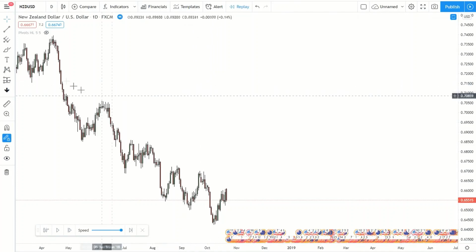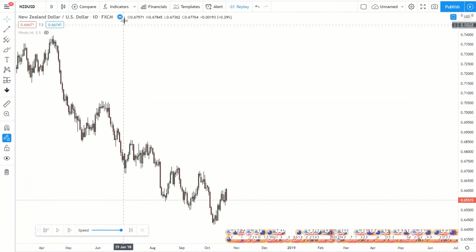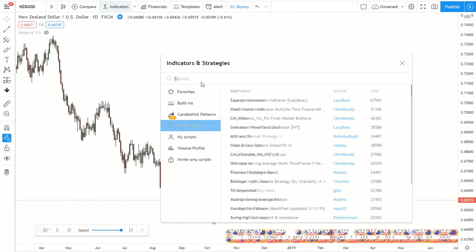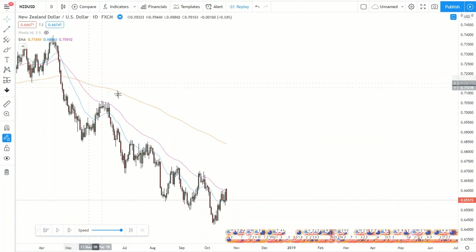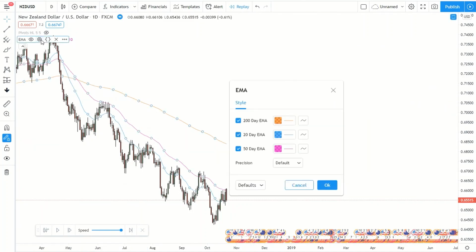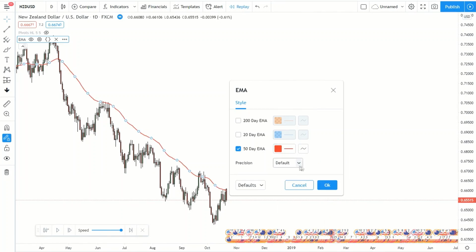First things first, we always start on the daily, no matter what. If you start your analysis on a smaller time frame, there's a high chance you're going to lose. We're going to go to indicators and search for EMA. We've got this bad boy here with three lines, which we don't need. We're going to go to the settings and remove the 20 EMA and the 200, which is a long term one. We're just going to stick to the 50. I'm not a girl, so I'm going to go for, let's see, red, not pink. This is just a matter of preference, sorry guys.